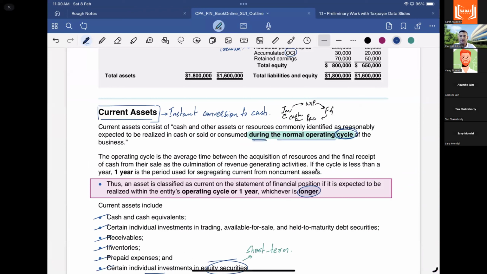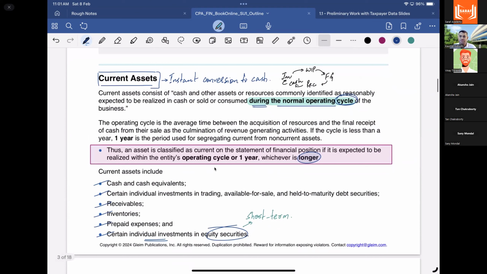ठीक है. So if the cycle is less than 1 year, 1 year is the period that is used for segregating the current from non-current assets. It's just one small thing you just have to remember. There's a reason why we just keep it short and easy, nice and simple.